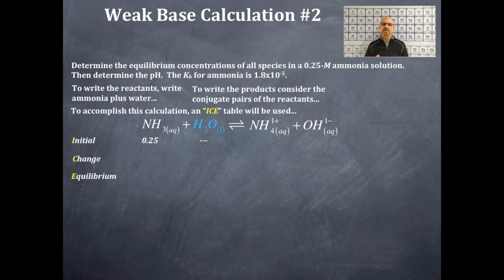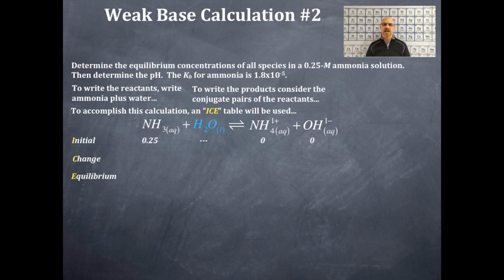Now, in order to get the products, I'm going to ask myself: this is an initial set of data, and since it's an initial set of data, this reaction actually has not started. Therefore, I don't have anything for either of the products. For the ammonium ion, I'm going to place a 0. For the hydroxide ion, I'm going to place a 0.